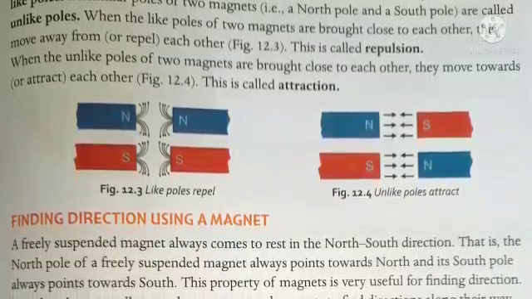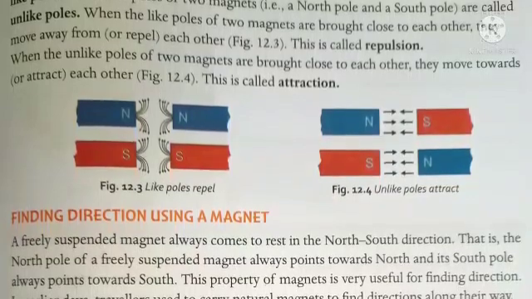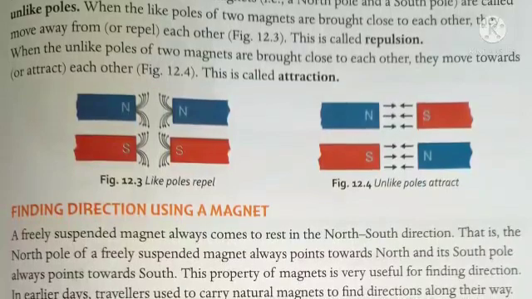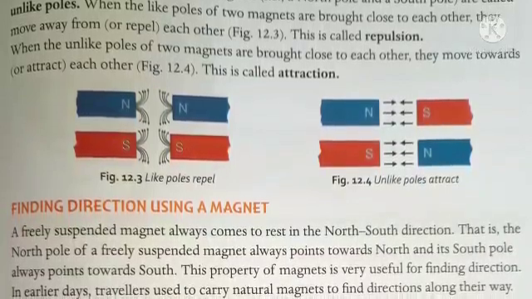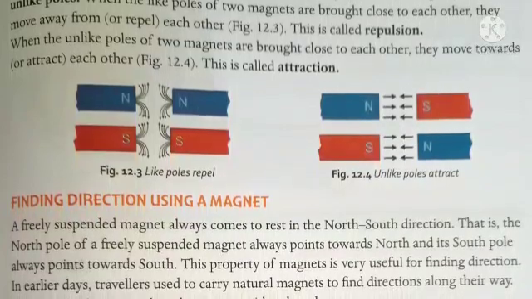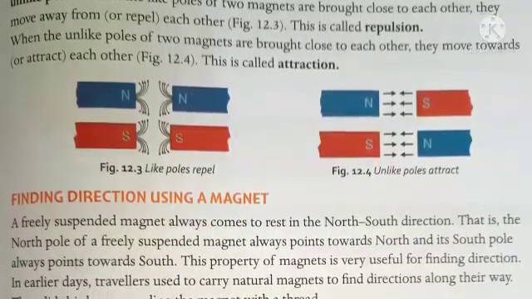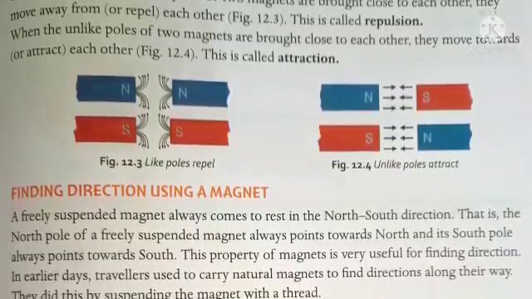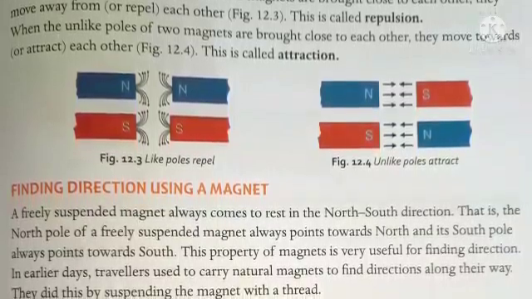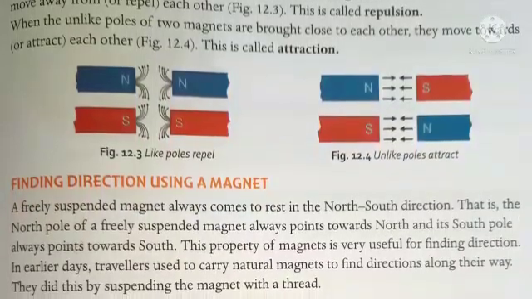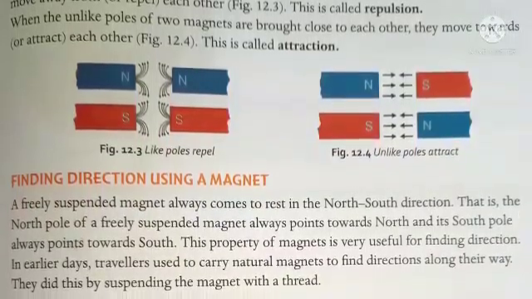Now students, the next point is that using a magnet we can find directions also. Now how is that possible? Students, if a magnet is allowed to move freely, it comes to rest in a direction very close to the earth's north and south direction. This property of a magnet was used to find directions on the surface of the earth.